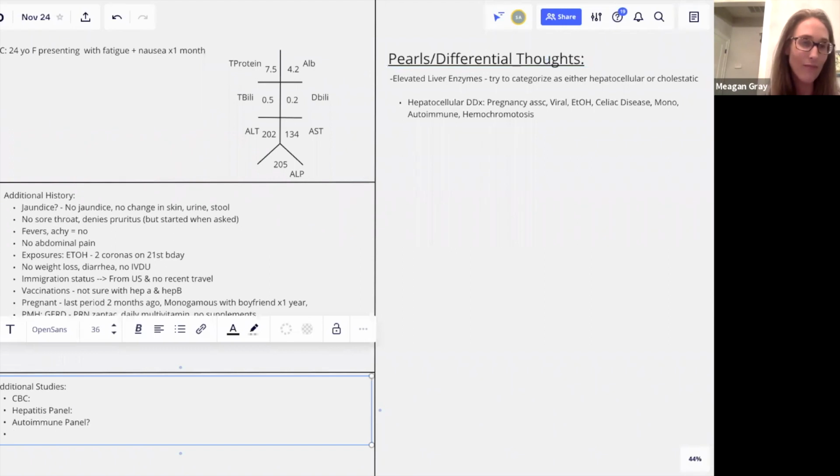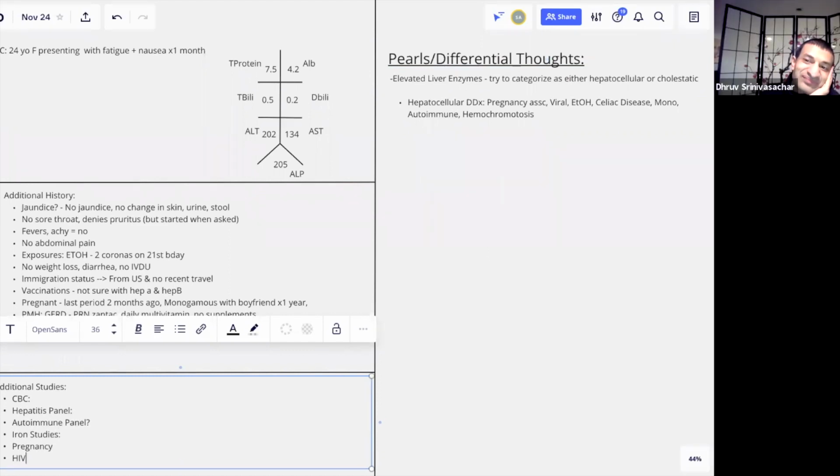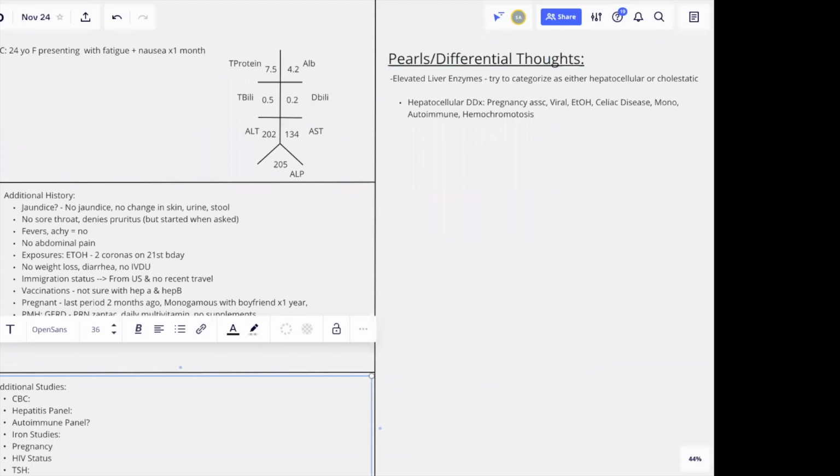And then, of course, I think we also want a pregnancy test, right? And I think in the chat they also wanted an HIV status as well. Absolutely. See if there's anything that can broaden the differential. Okay, very good. And a TSH apparently. And the TSH, because I think in the chat there was discussion about how hypothyroidism can lead to liver issues.